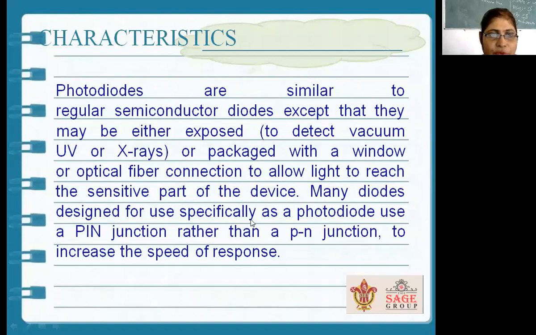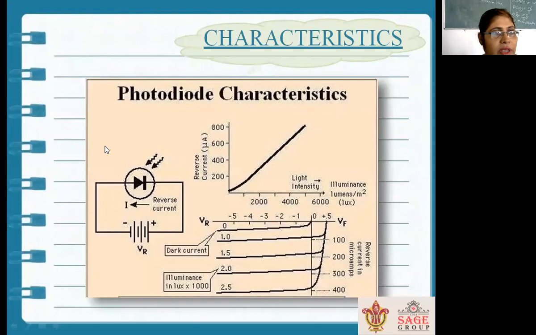Many diodes are designed for use specifically as a photodiode and use a PIN junction rather than a PN junction diode. A PIN junction is used rather than a PN junction diode to increase the speed of the output or response. So these are the characteristics you can see here.